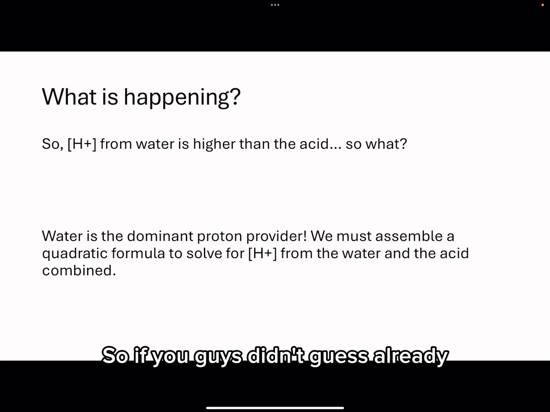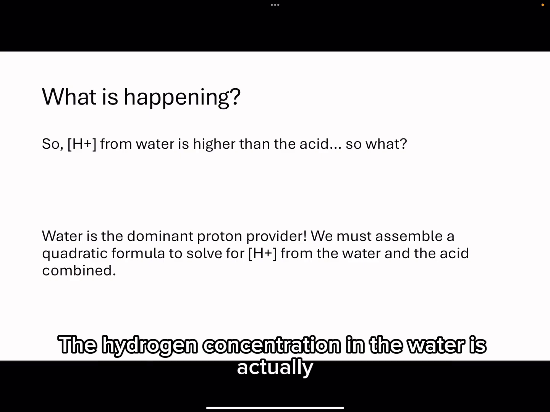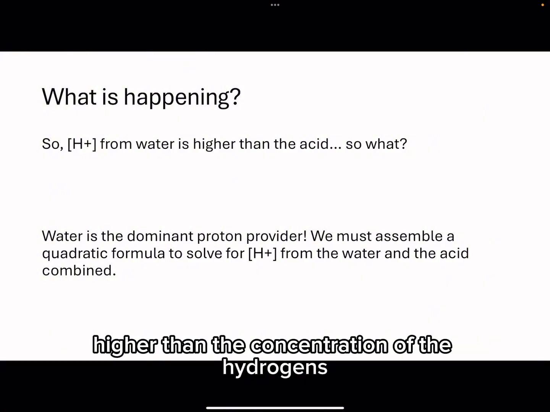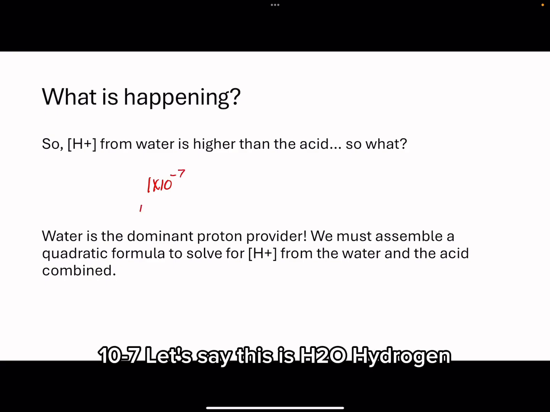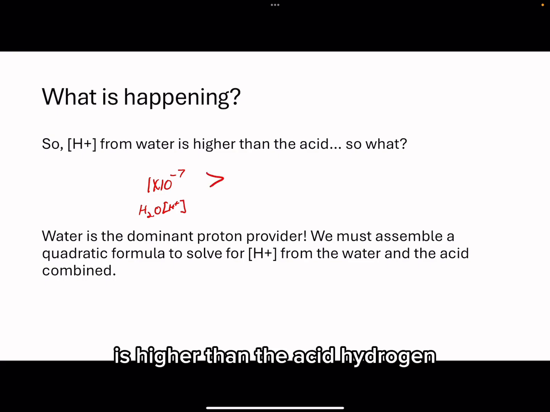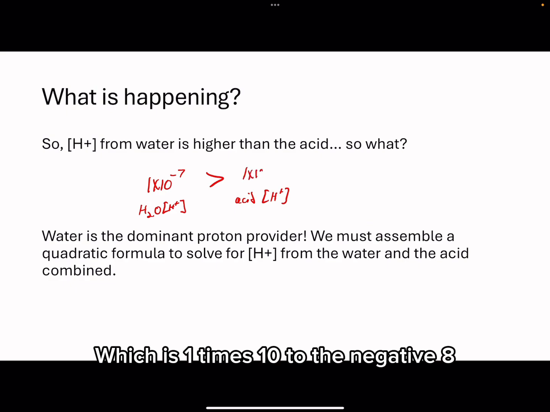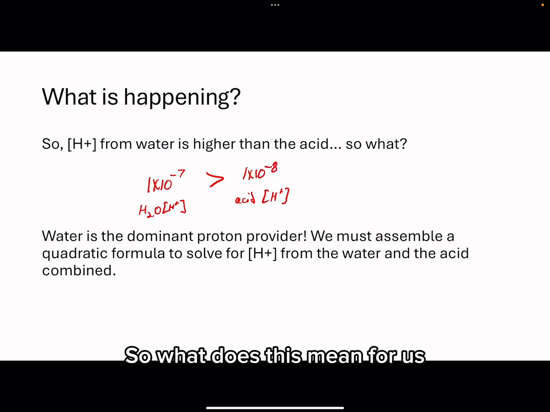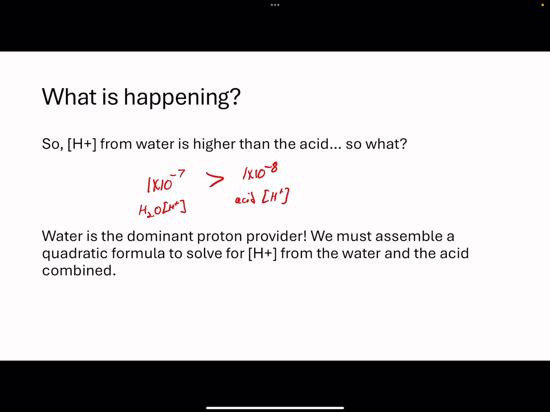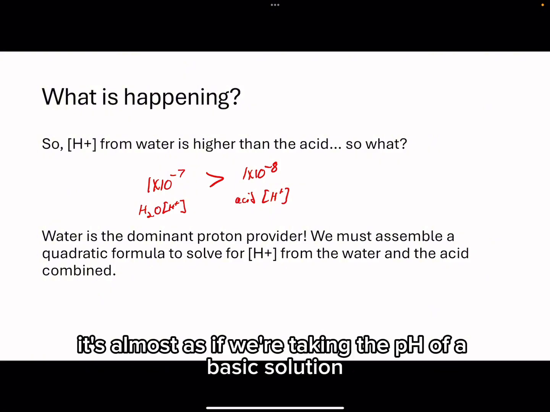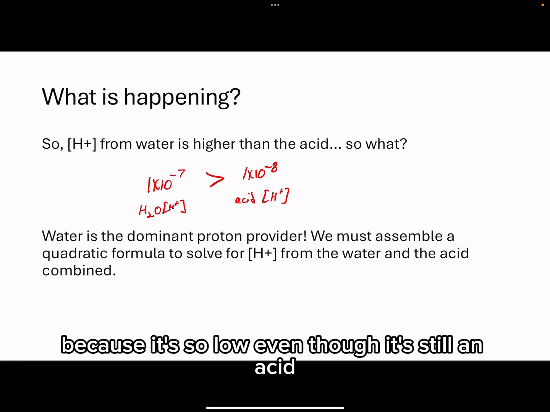So, if you guys didn't guess already, the hydrogen concentration in the water is actually higher than the concentration of the hydrogens coming from the acid. So yeah, 1 times 10 to the negative 7, let's say this is H2O hydrogen, is higher than the acid hydrogen, which is 1 times 10 to the negative 8. So what does this mean for us? So this means that when we try to use the acid's hydrogen concentration to find the pH, it's almost as if we're taking the pH of a basic solution because it's so low, even though it's still an acid.